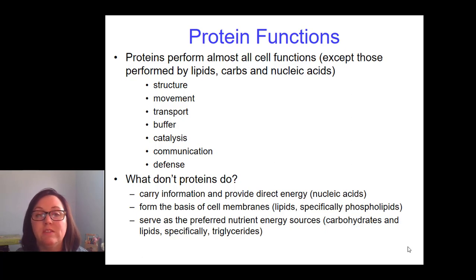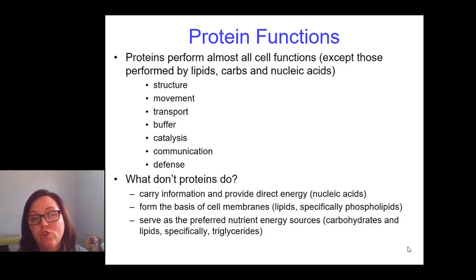They don't serve as the energy currency of cells. So proteins themselves can be used for energy, but not directly. Like carbohydrates and lipids, they can act as a form of energy, but that energy has to be converted into ATP, a nucleic acid, which then serves as the energy currency of cells. And while proteins can be used for energy, they're definitely not the preferred energy source. Our bodies don't like to use protein for energy, and they only do so if we're kind of running out of carbs and lipids.